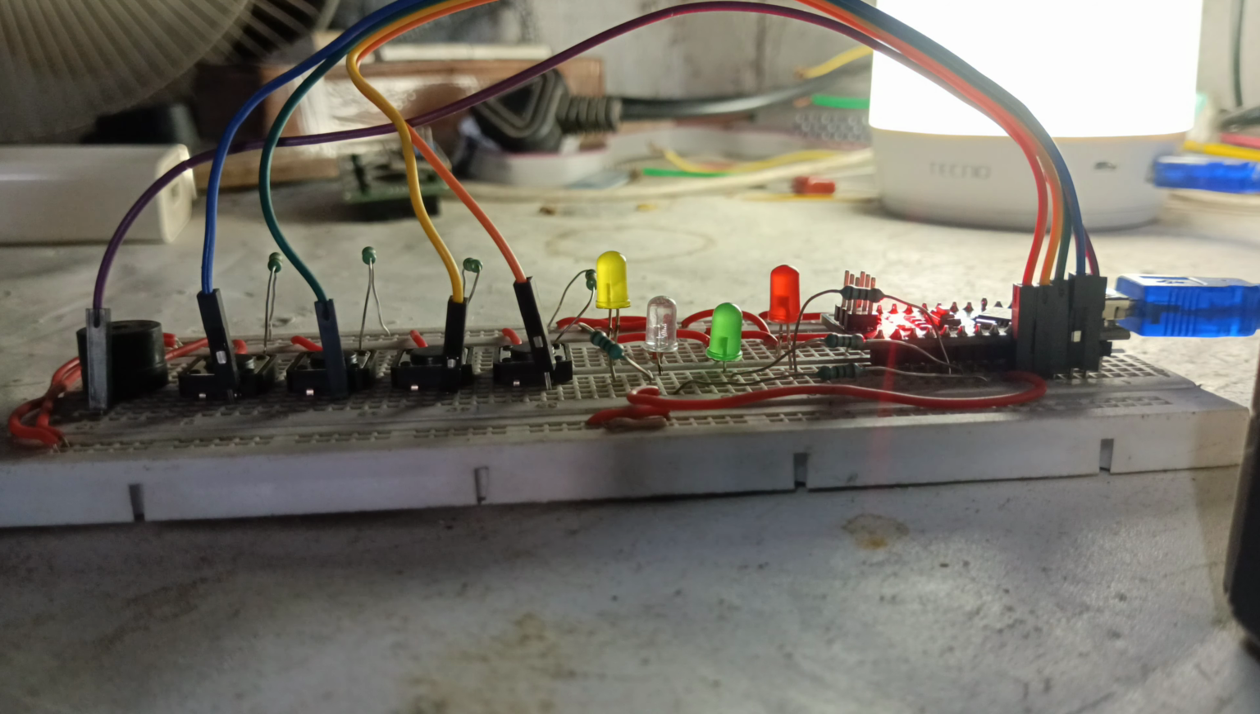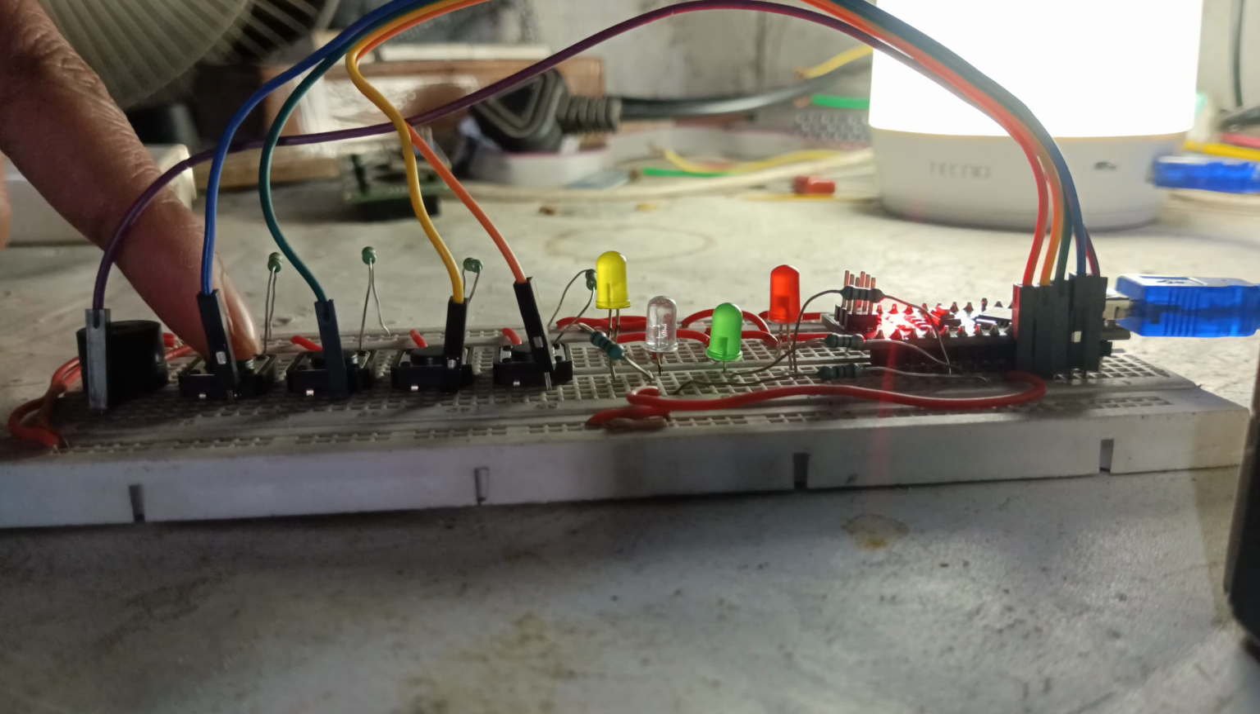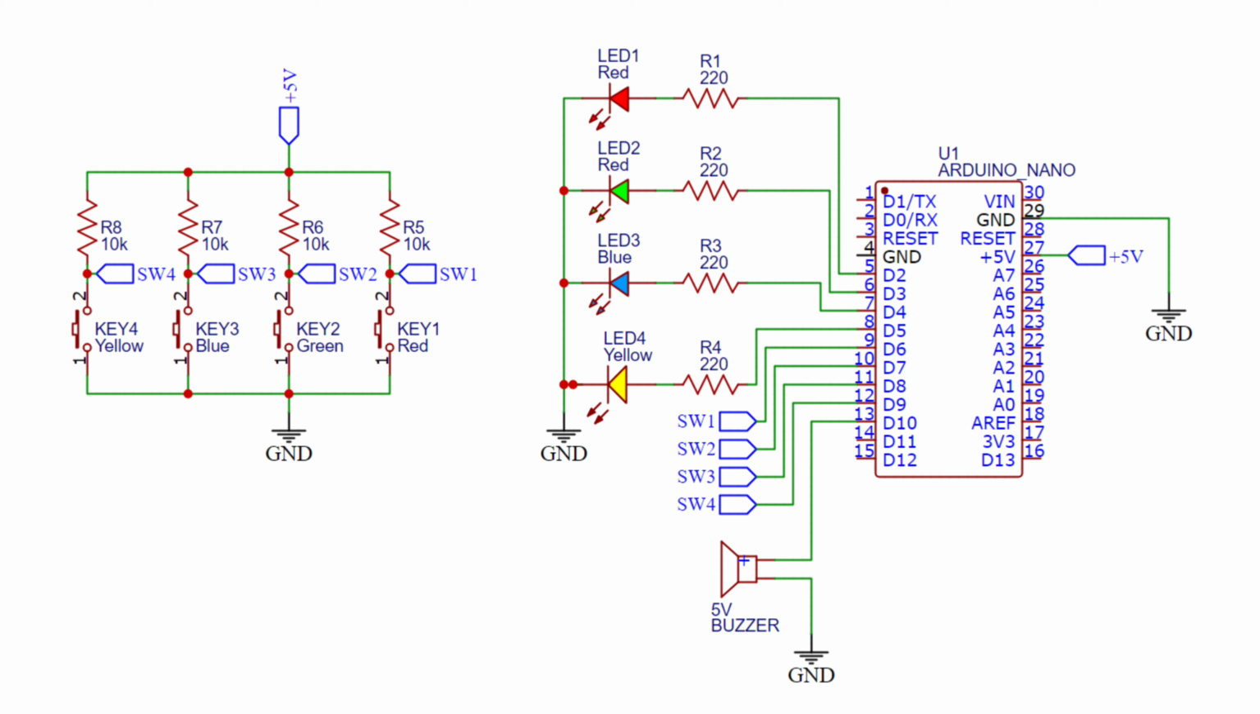In this video, we will learn how to make a simple Simon game using an Arduino Nano board, some LEDs and push buttons. In this circuit diagram, you can see that 4 different colored LEDs are connected to digital pins D2, D3, D4 and D5 of the Arduino Nano board through 220 ohm current limiting resistors.